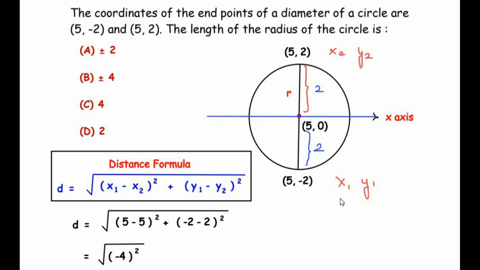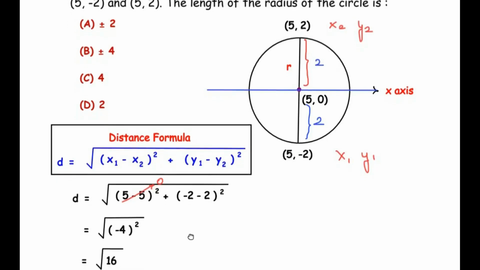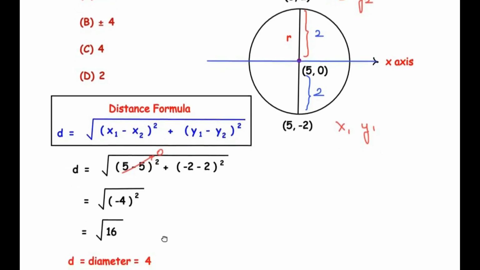Now we have to just plug in the values, that is x1 is 5 minus x2 is 5. So 5 minus 5 the whole square plus y1 is negative 2 minus y2 is 2. So minus 2 minus 2 the whole square. Now 5 minus 5 gives us 0. So this goes down to 0. And minus 2 minus 2 will add up together to give us minus 4. So here we get square root of minus 4 the whole square. Now the square of minus 4 is 16. So we get square root of 16. And square root of 16 is 4.